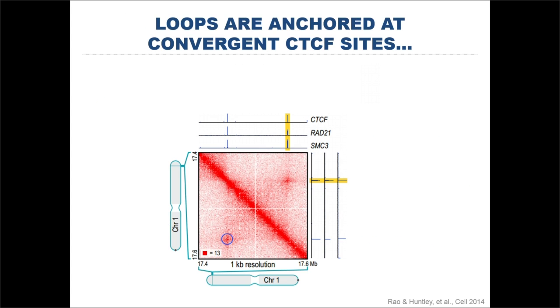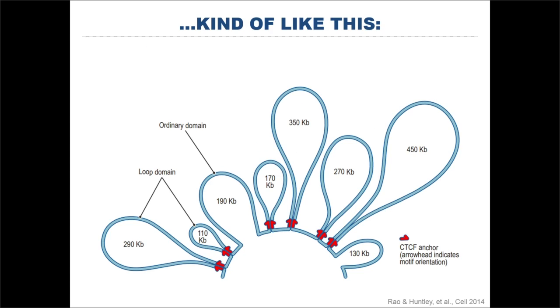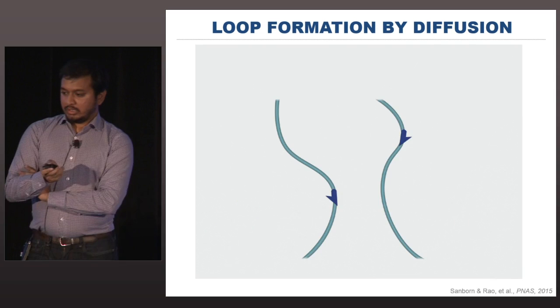Clickers. There we go. So what's actually forming these loops? When you look at the anchors of these loops, you see that there's this particular protein called CTCF, and it recognizes a particular sequence of DNA that has an orientation. And so we see that at either end of the loop the orientations are flipped so that they point towards each other. Kind of like this. So we have loops, and then at the base of the loops you have these CTCF sites that point towards the inside of the loop.